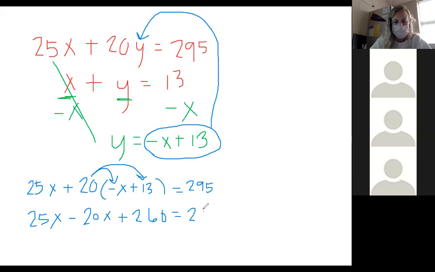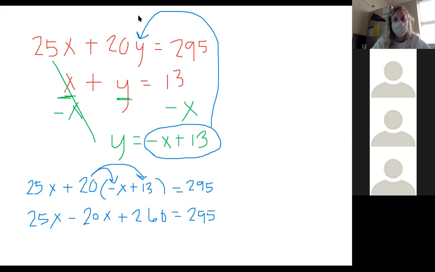Does everybody agree when I distribute, this is what I'm going to get? Yes. All right, so then we can combine our x's. What's 25x minus 20x? 5x. I'm going to write it right here because I'm running out of room. 5x plus 260 equals 295.